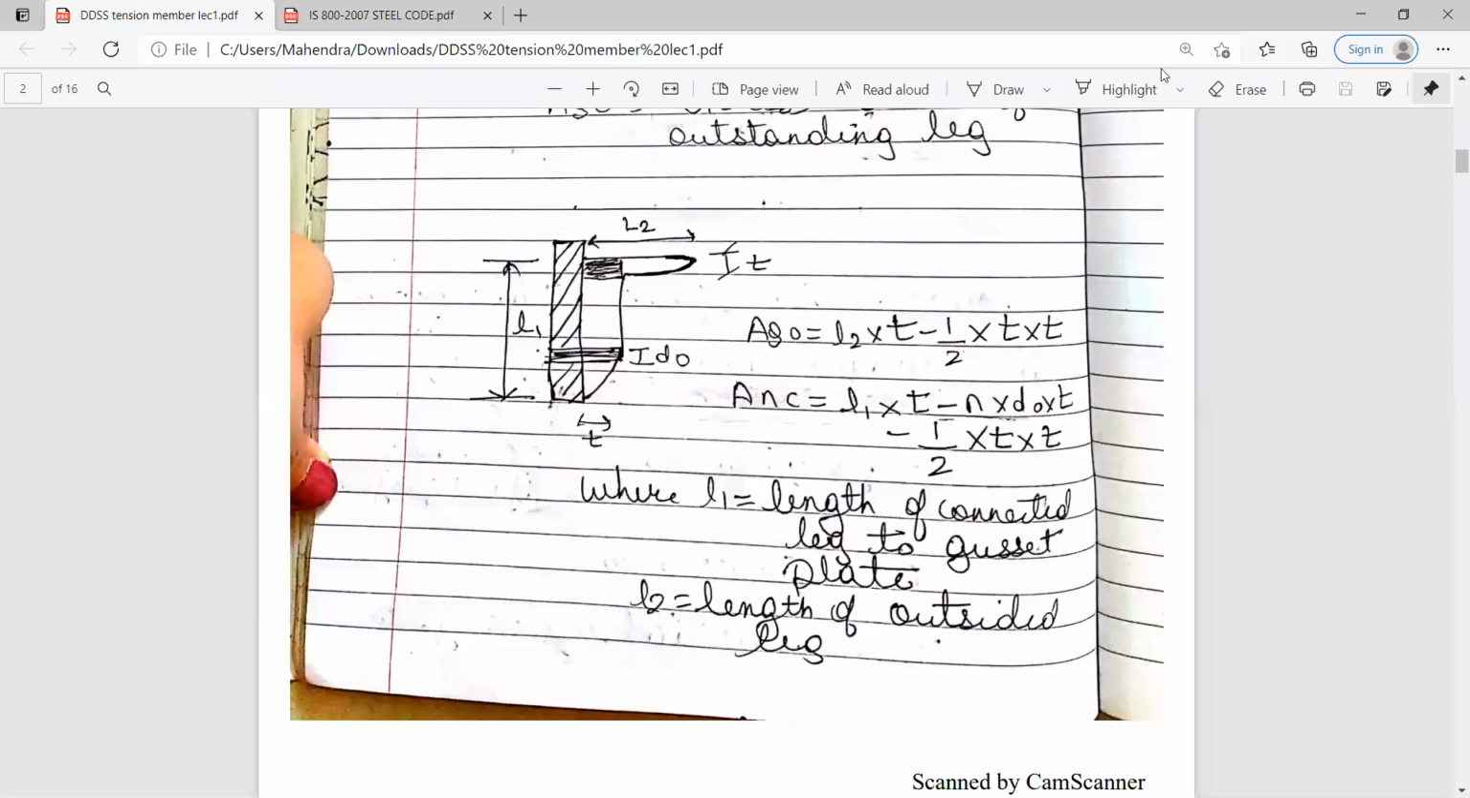Now the formula to calculate ANC. For ANC you have the formula L1 into T minus N into D0 into T minus half T square. This is the formula to calculate ANC. So the formula for AG0 is L2 into T minus half into T square, and for ANC you have the formula L1 into T minus N into D0 into T minus half T square.